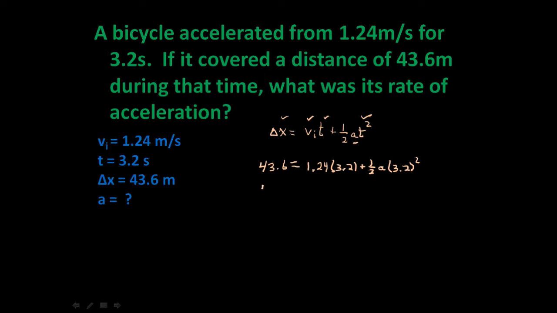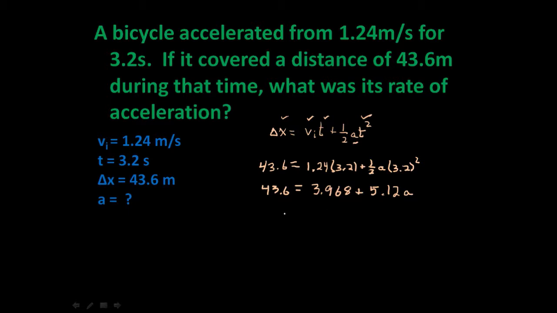So we have 43.6 equals 3.968 plus 5.12 times A, if I've done my math correctly. Remember, you square the 3.2, then you multiply by the 1/2. Got that order of operations right.